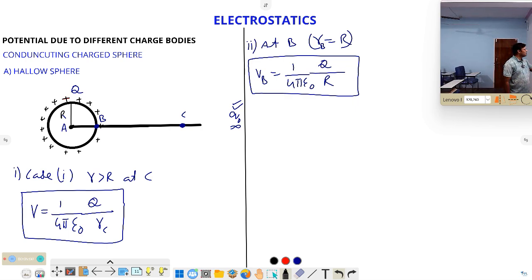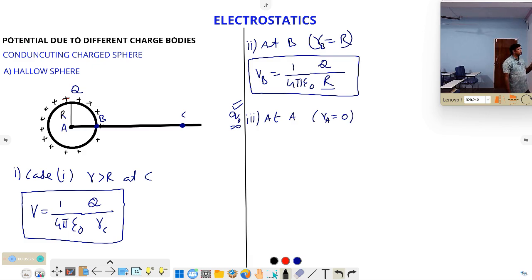So the center of the sphere, from the center of the sphere to point B is the radius distance. That's why we are taking the radius distance here. Third case, if we come across the third one, that means at what point? At point A, I can say the distance RA is equal to 0. 0 means that it is inside, at the center. At the center, RA is equal to 0.